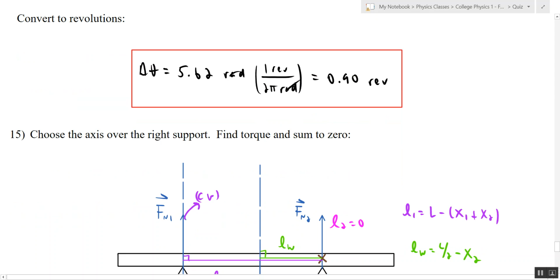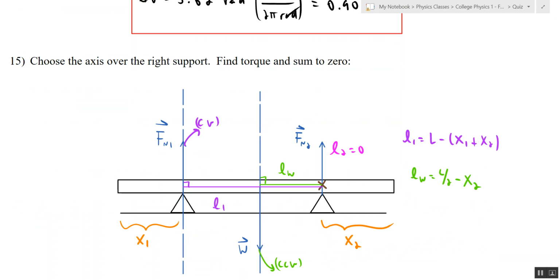Last one is 15, which is an equilibrium case where the thing isn't rotating. So the question is, what's the weight? We know Fn1, but we don't know Fn2 or the weight, because that's the question. So what you want to do is, this isn't rotating, so the sum of the torques is 0 about any point you choose. So you can choose the axis to be anywhere.